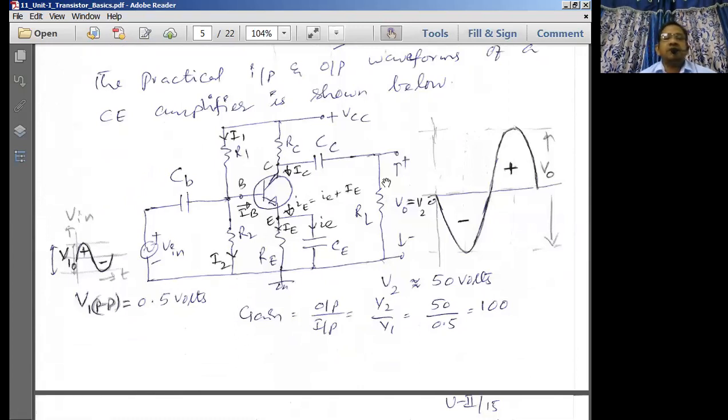Now, the CE amplifier is going to amplify the input signal, and the phase of the output is always going to be 180 degrees with respect to the input signal. So the CE amplifier is called an inverting circuit. It is going to invert the phase of the input signal.